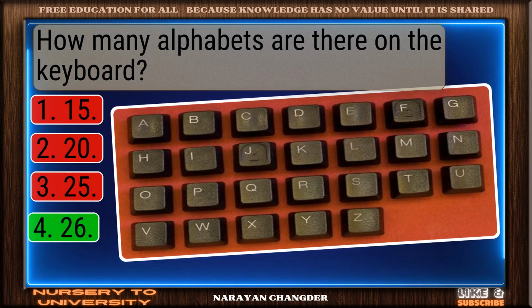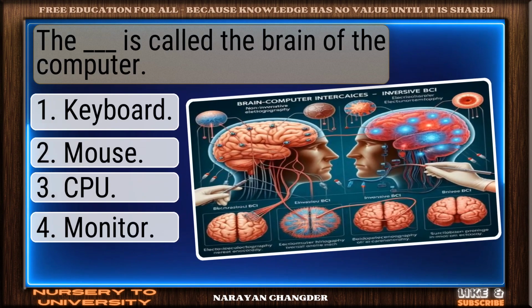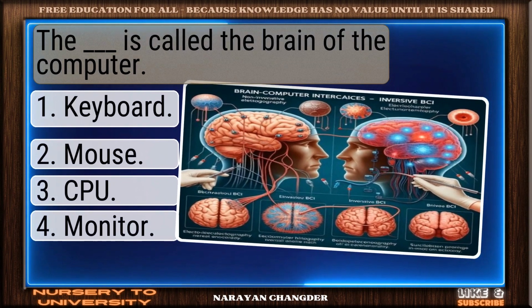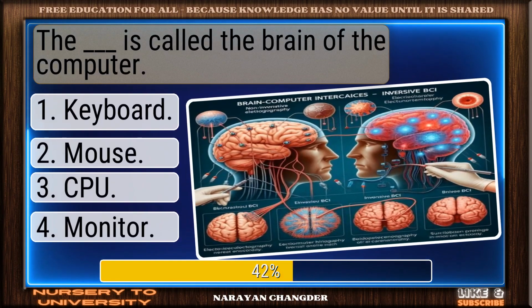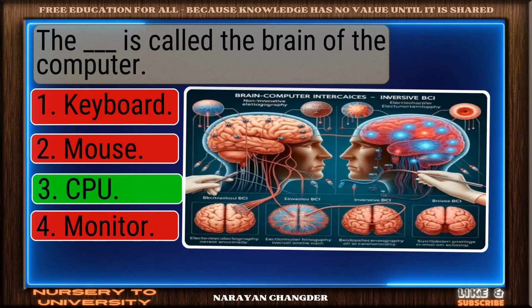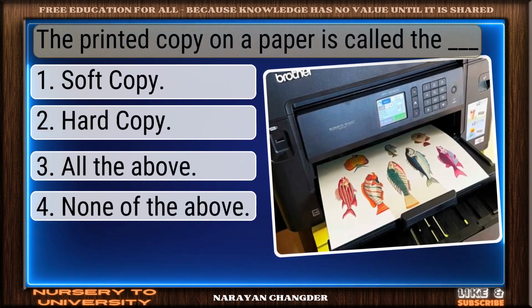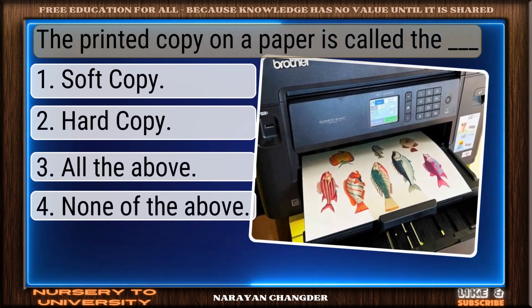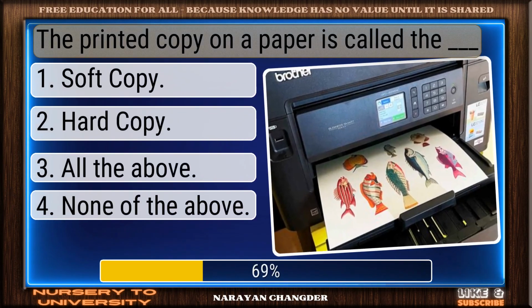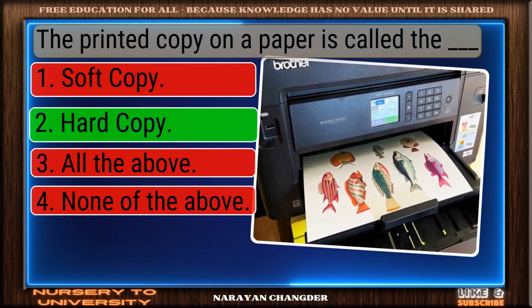Correct response. 26 is the most accurate answer. The dash is called the brain of the computer. You're right. CPU is the correct answer. The printed copy on a paper is called the dash. Smart move. Hard copy is an accurate answer.